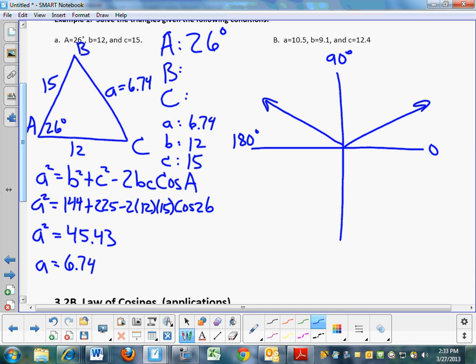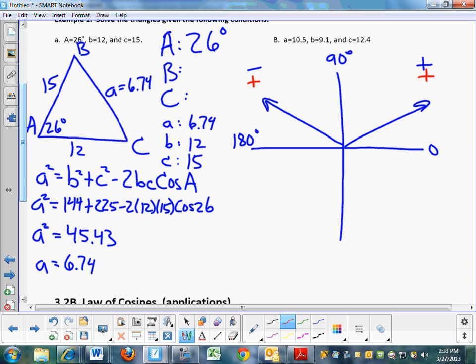Well, to some degree, you don't have to do it. I'm just trying to help you guys understand. Cosine can be positive or negative. Okay, so cosine is positive here, it's negative here, whereas sine is positive here and positive here. Okay, so that's a little bit different with the law of sines and the law of cosines.